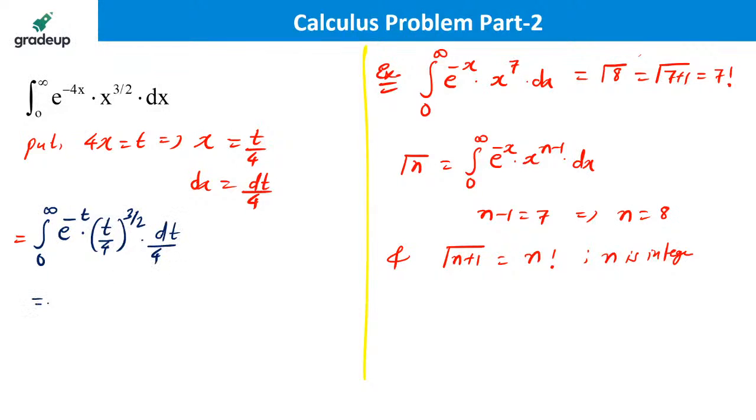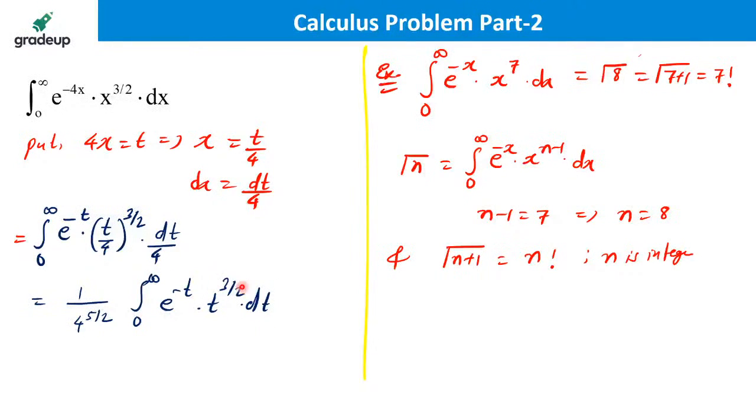So what can we write here? 1 upon 4 to the power 3 by 2 and 4 to the power 1, that is 4 to the power 5 by 2. Let's take it outside. 4 to the power 5 by 2 is out. Then what is remaining? 0 to infinity, e raised to minus t, t to the power 3 by 2 dt.